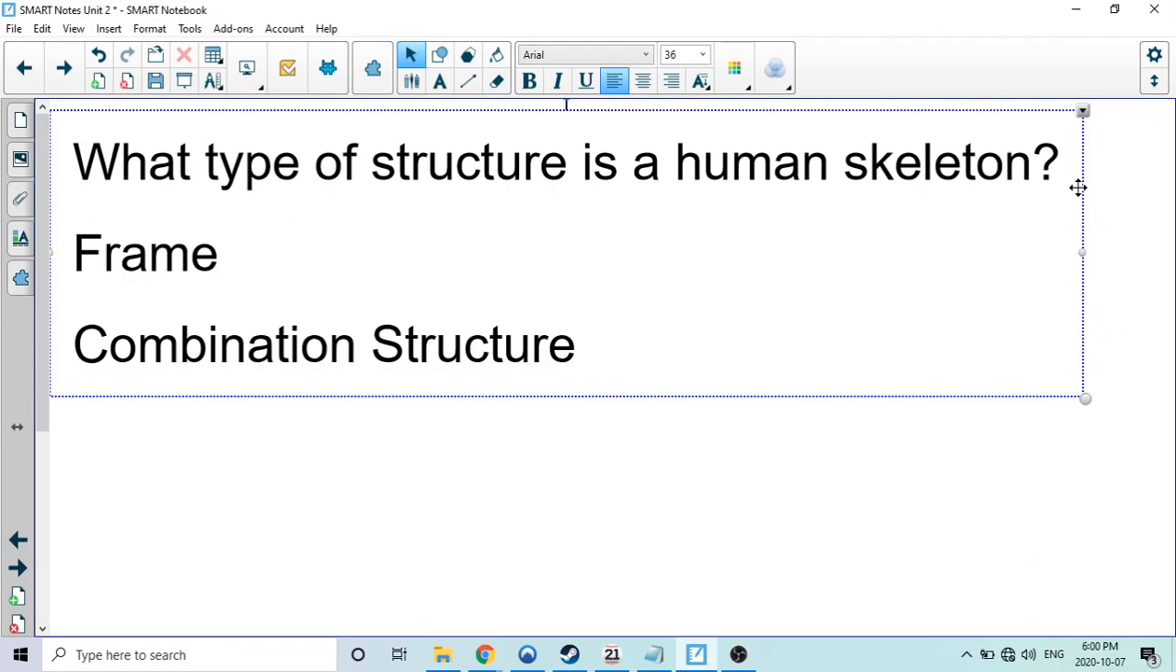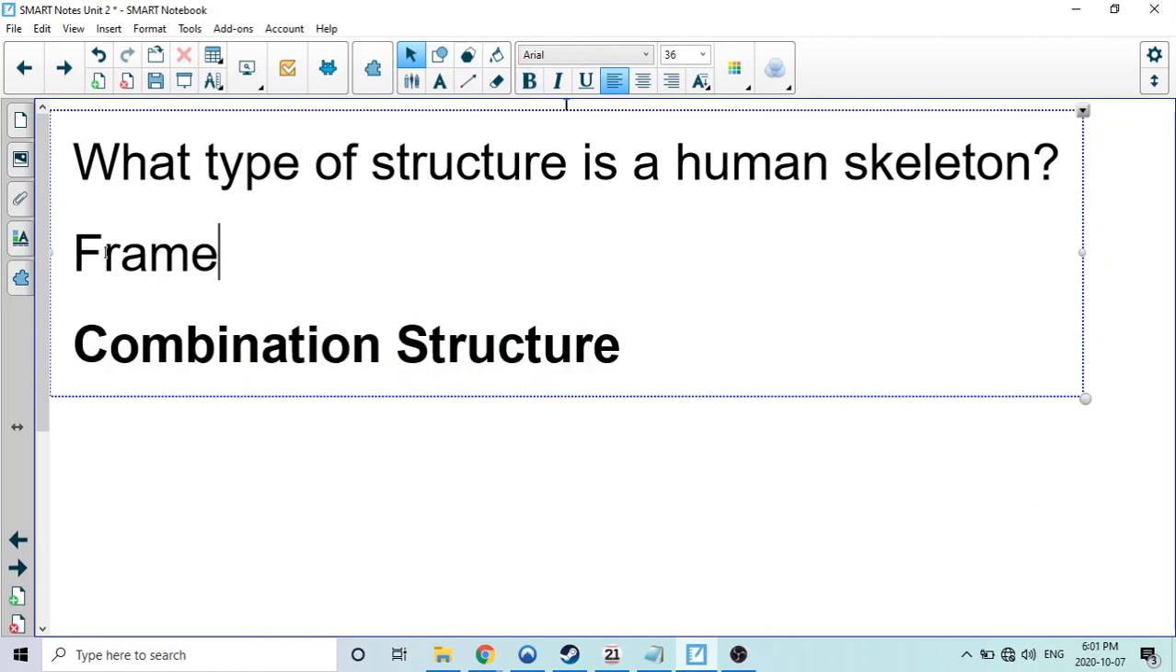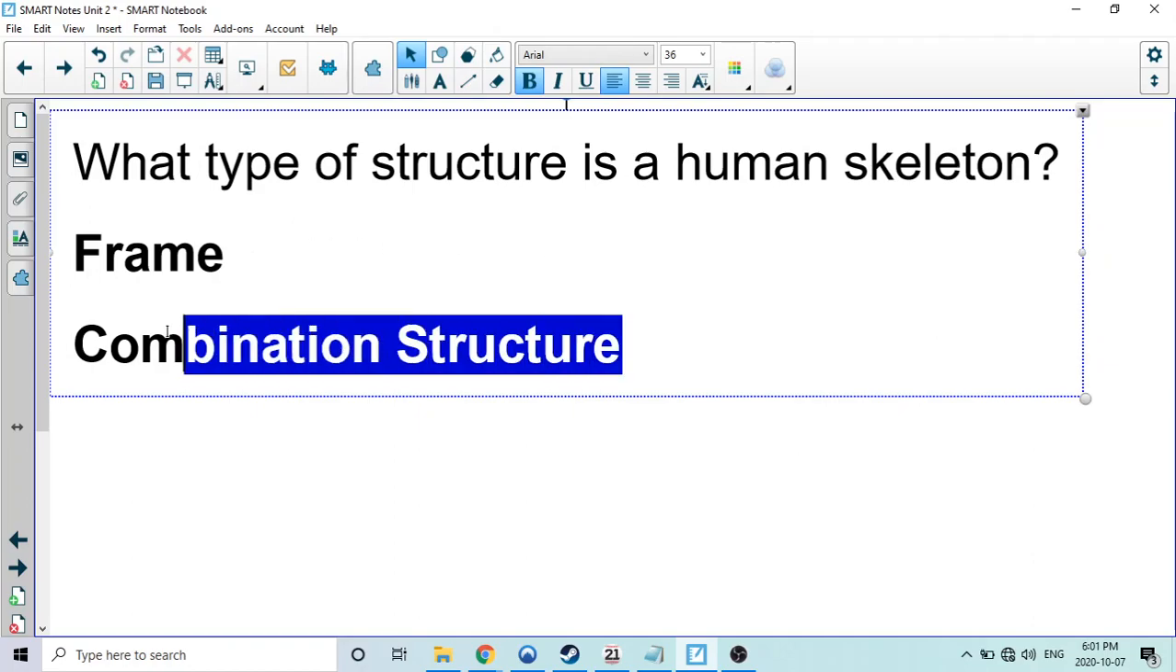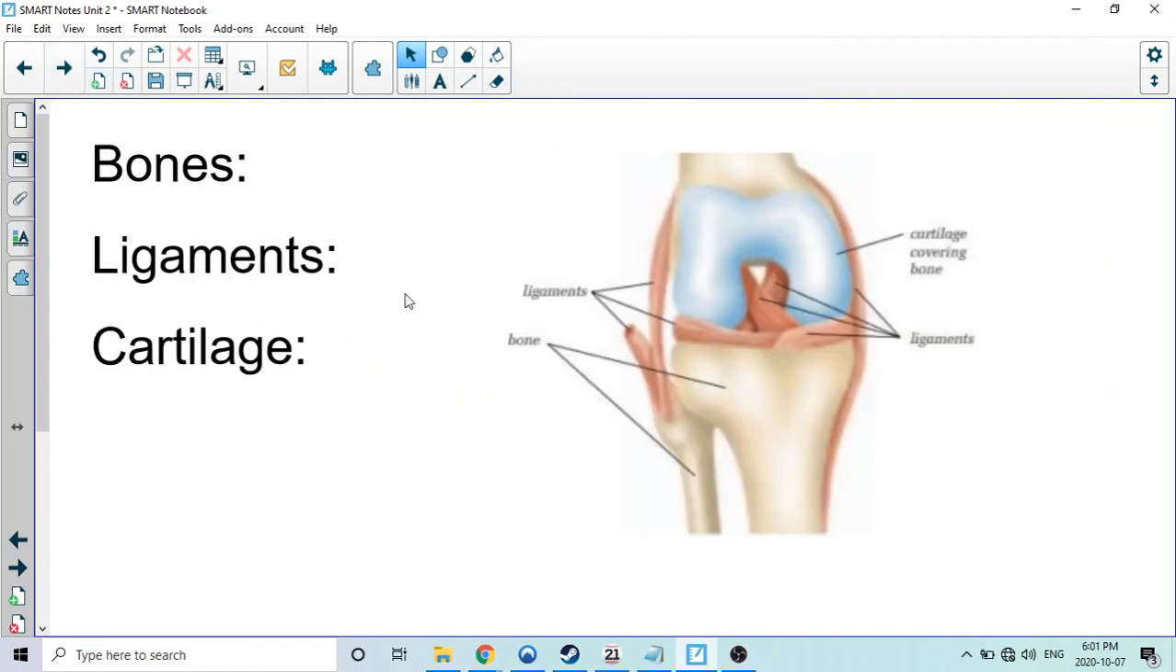The skull is very much a shell, right? The bones themselves are very much solid, and altogether they create a frame. So I could call this a combination structure. If you called it a frame, that's fine also. That might be what I would call it at first glance. But you could call it a combination structure as well. So what we're going to talk about is different parts of the human skeleton.